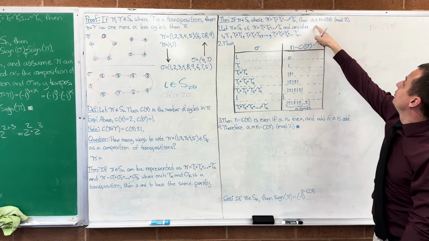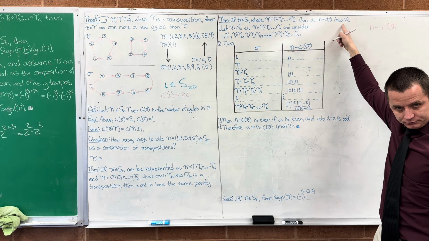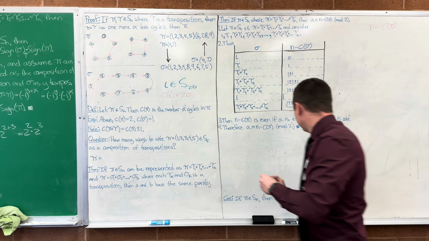What does it mean for 2 numbers to be congruent mod 2? It means that they're both even or they're both odd. Do you remember congruent mod 2, or do we need an example?